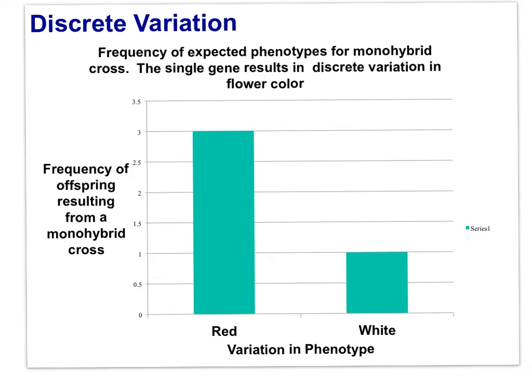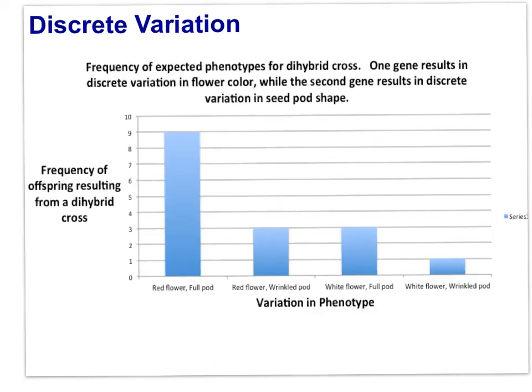This graph clearly displays the discrete variation that results from a monohybrid cross where the probability of offspring is 3 red to 1 white. Here is a graph displaying a discrete 9:3:3:1 phenotypic ratio of the dihybrid cross. You can see the 4 discrete phenotypic classes of offspring.